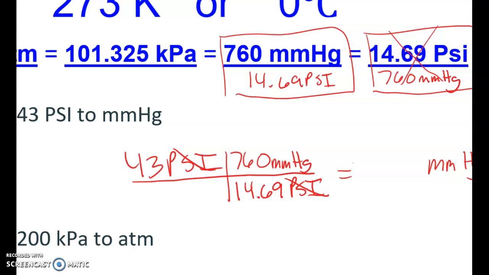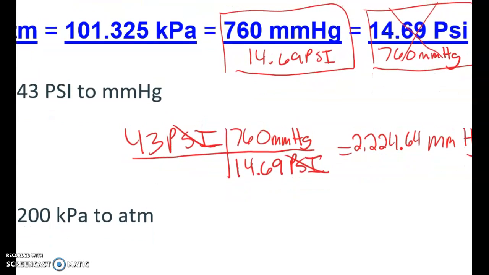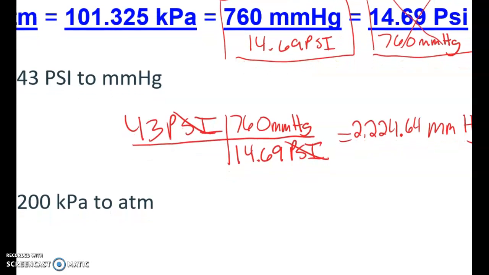And I end up with 2,224.64 millimeters of mercury. Okay, I'm just always going to round two places past the decimal just to keep it simple. Now, looking at the next one, you can pause this and see if you can figure it out on your own, and get the correct answer.